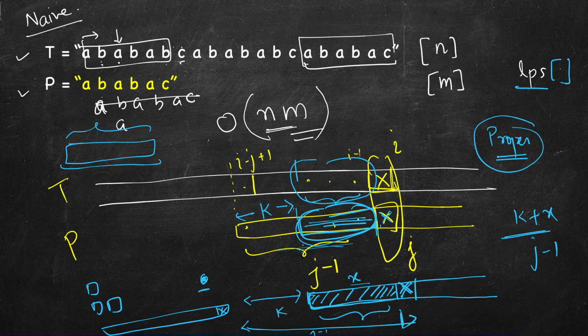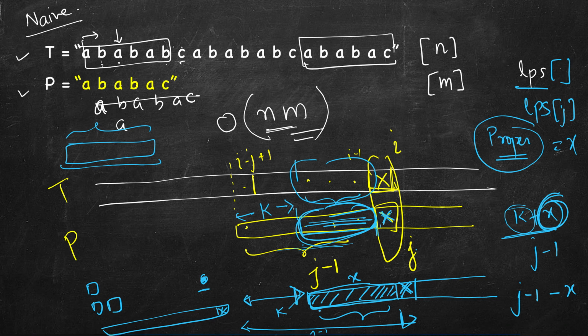So let's say we know this, that for this character, what is the longest prefix that matches with a suffix, then we know the shift. After all, this length is X, the length of LPS I, or here it's J, so let's write LPS J is equal to X. So if we know this X, then we know by how much to shift, because we can calculate J minus 1 minus X. You will get the K, and by how much we want to shift.